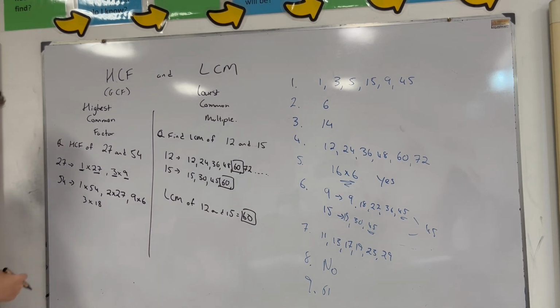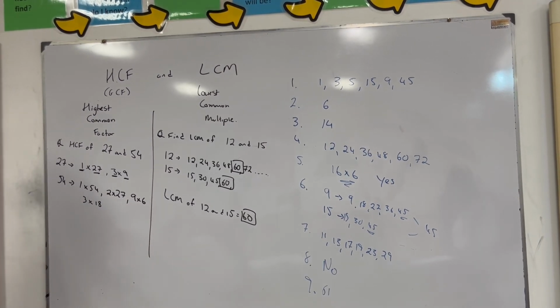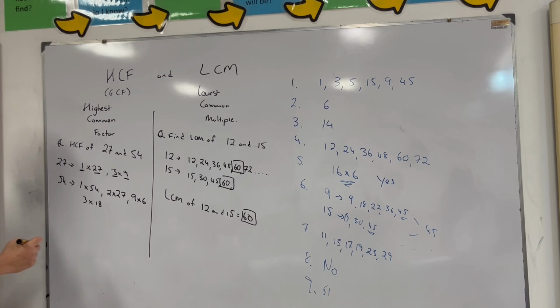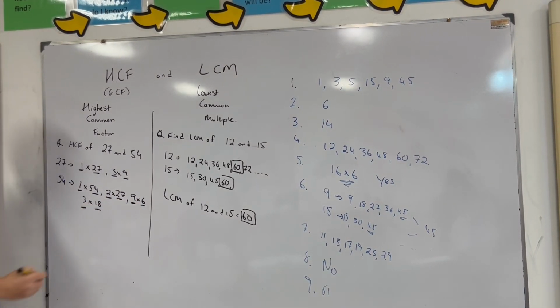2's already there, 27. So you've done 1, 2, 3, divided in. 4 won't go in. 5 won't go in. 6 does go in. 7, no. 8, no. 9 we've already done. Okay, once we got there, we're on the way back. So we've listed all the factors. What's the biggest number that's in both lists?